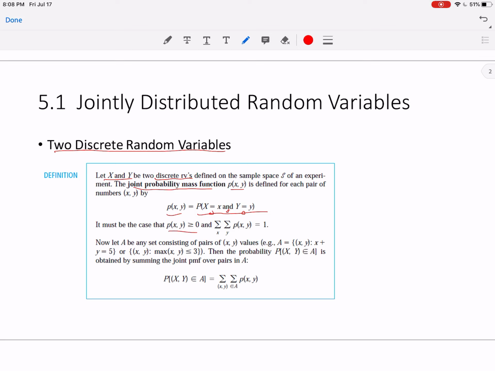And now let A be any set consisting of pairs of x and y values. For example, A is the set of pairs (x,y) such that x plus y is equal to 5, or the max value of x and y is less than or equal to 3. Then the probability that the pair (X,Y) is in set A is obtained by summing the joint PMF over pairs in A. So actually, this is very important.